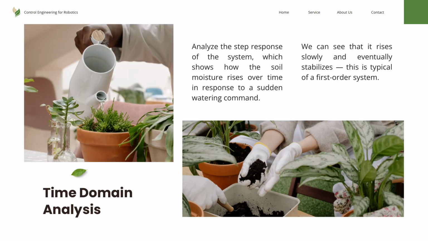Time domain analysis. Next, we analyze the step response of the system, which shows how the soil moisture rises over time in response to a sudden watering command. We can see that it rises slowly and eventually stabilizes. This is typical of a first-order system.